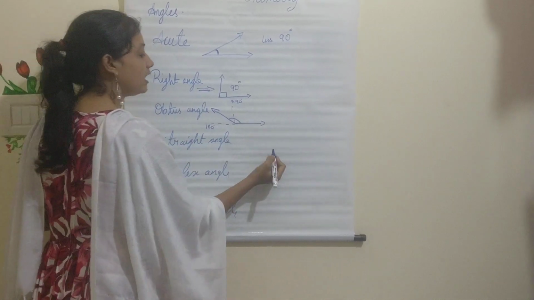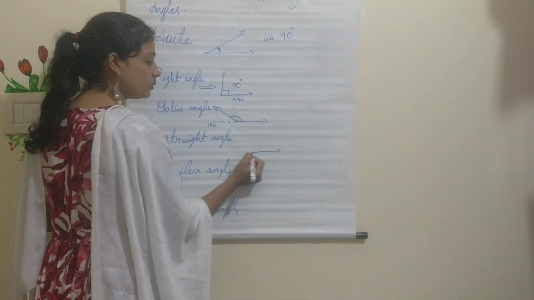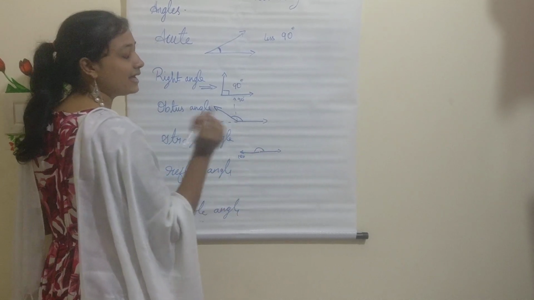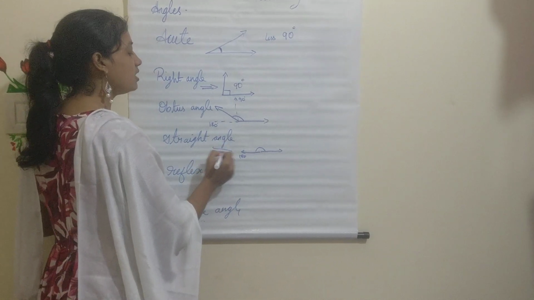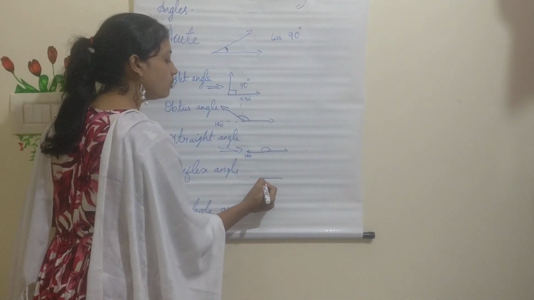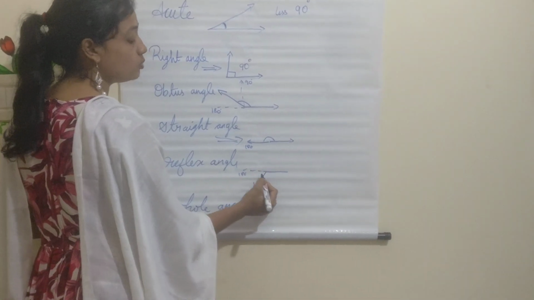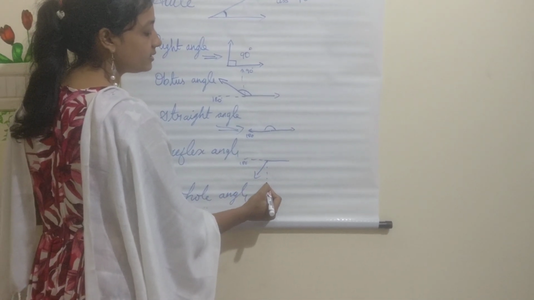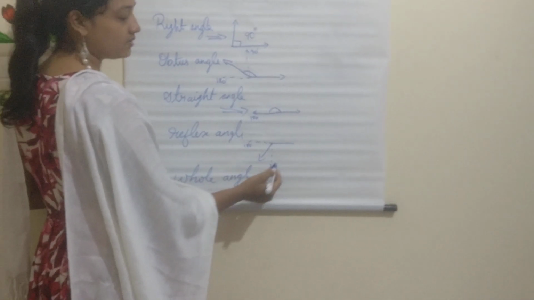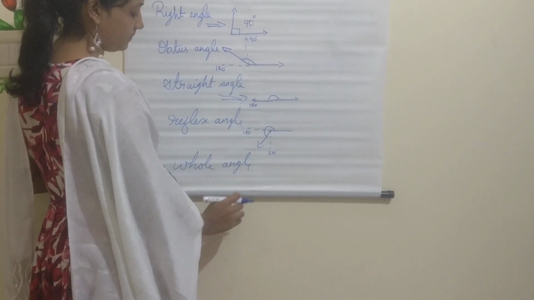Now, I have already said, when the ray meets at 180 degree, the angle is exactly 180, then it is called straight angle. Now, the next one will be more than 180. This is 180. This is more than 180 but less than 270. In between 180 and 270, then this angle will be reflex angle.